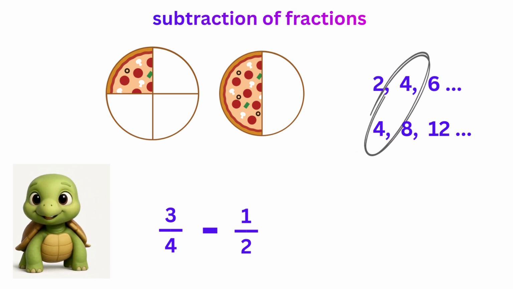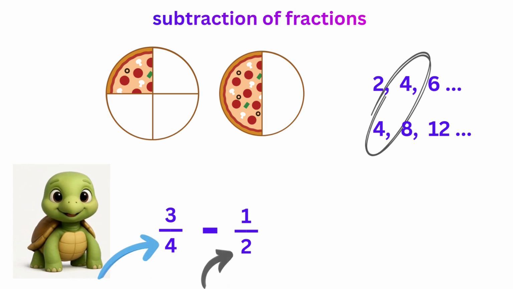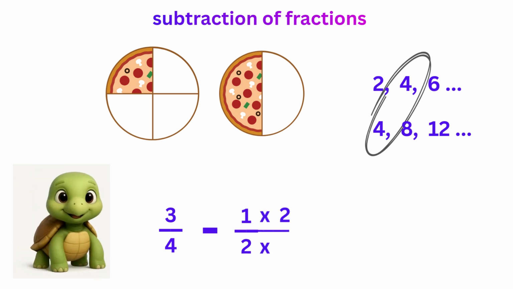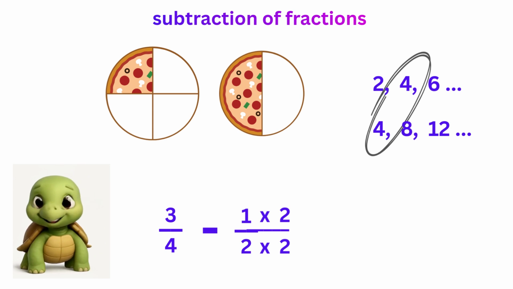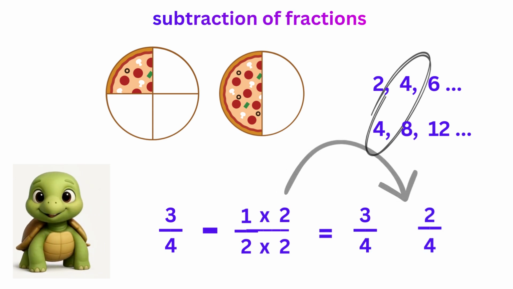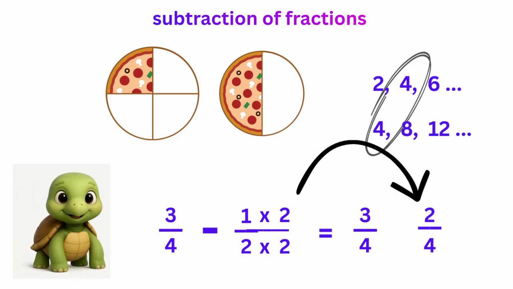Make equivalent fractions. The first fraction, 3/4, already has a denominator of 4, so we keep it. Now we change 1/2 into something with 4 on the bottom. Multiply top and bottom by 2. 1 times 2 equals 2. 2 times 2 equals 4. 1/2 equals 2/4.